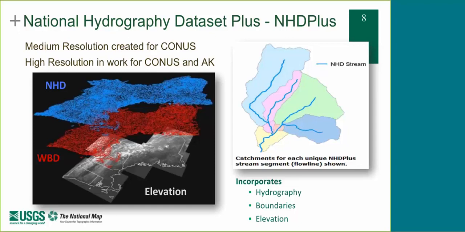So conceptually, they're both the same, and what we do is we combine the NHD hydrography, the watershed boundaries from the WBD, and the elevation data from 3DEP to create an integrated set of several data sets. The most important one of these data sets is the catchments. So a catchment is created for each segment in each NHD flow line, so each segment in the stream network.